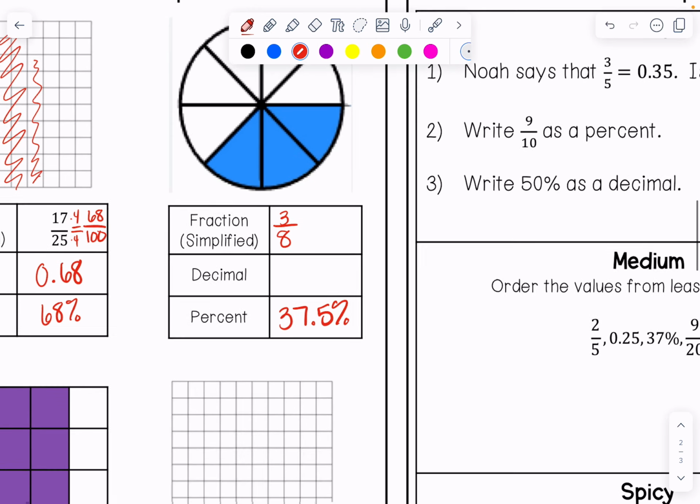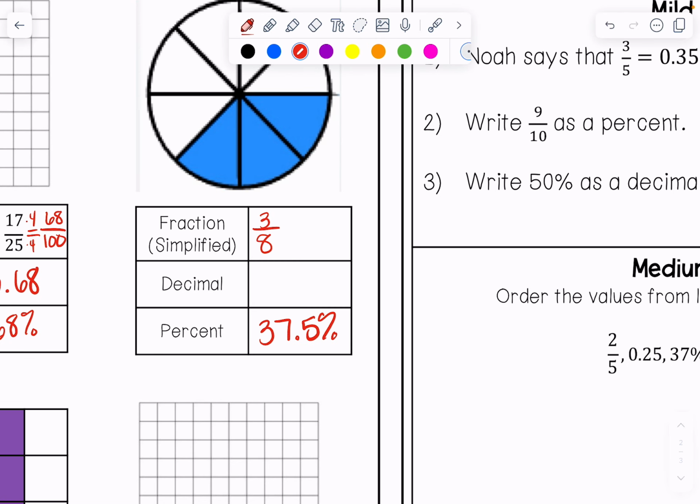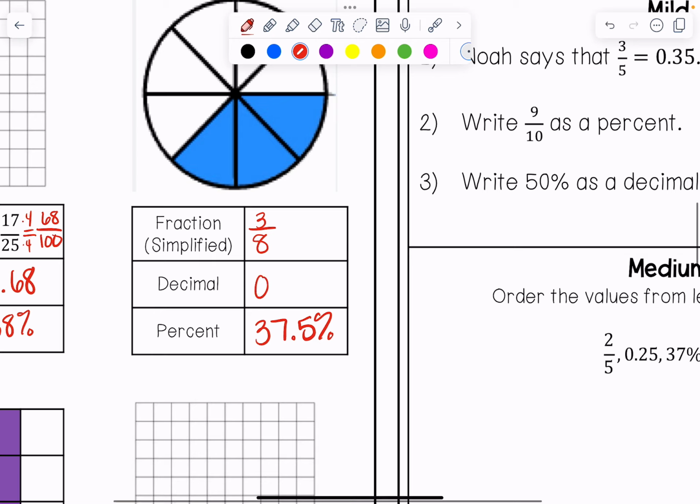And then we could use our percent to figure out our decimal. So I'm going to move that decimal 2 places to the left, which is going to give me 0.375. We could also get the decimal from the fraction by dividing 3 divided by 8.